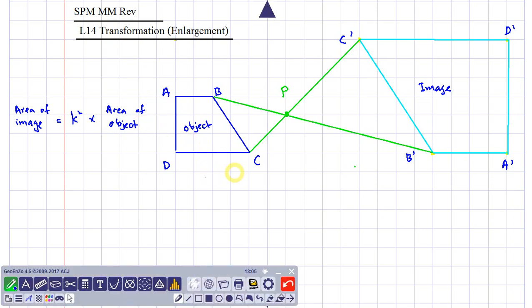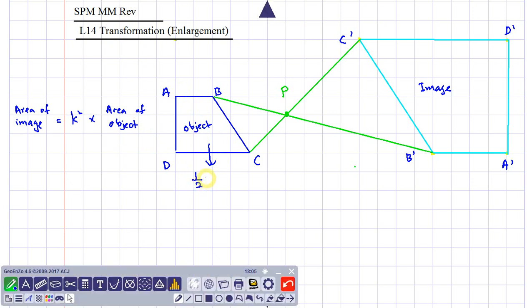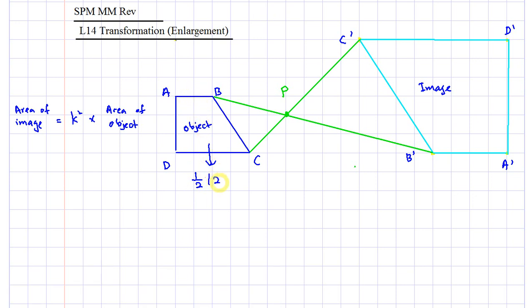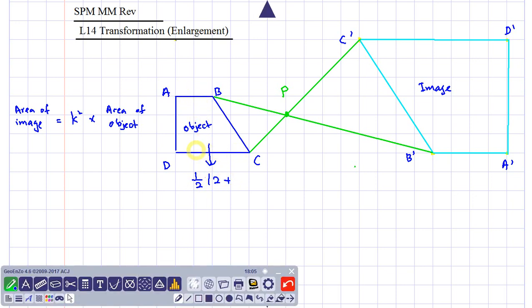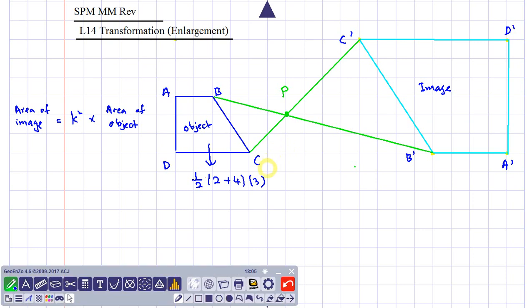Okay, so let's check, is this formula correct or not? The area for this one, still remember, trapezium always starts with 1/2, then find the sum of two parallel sides, 1, 2, plus 1, 2, 3, 4, times the height, which is 3. Just press the calculator and you get 9.